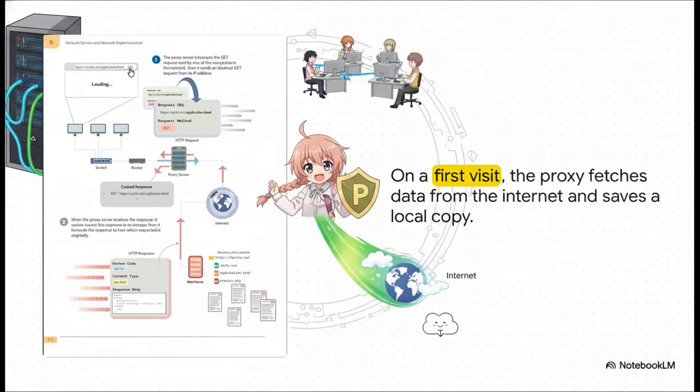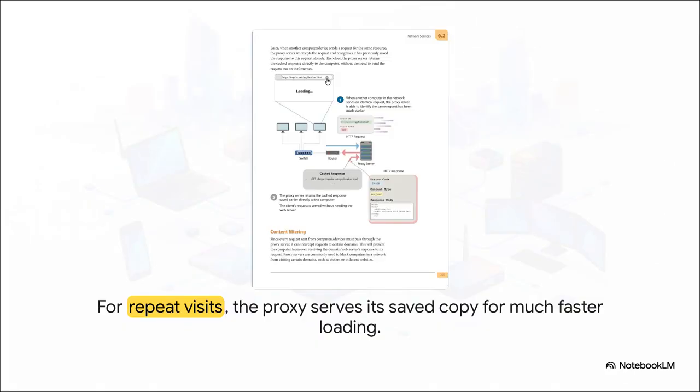The very first time someone in the building visits a new website, their request goes to the proxy. The proxy then goes out to the internet, grabs the page, delivers it back to the user, and then it quietly saves a copy for itself. And this is where the magic happens. The next time anyone in the building wants that exact same page, the proxy doesn't have to go all the way back out to the internet. It just says, oh yeah, I've got that right here, and serves the saved copy instantly. The result is a much, much faster browsing experience for everyone, and it uses way less data on the main internet connection. Pretty smart, right?